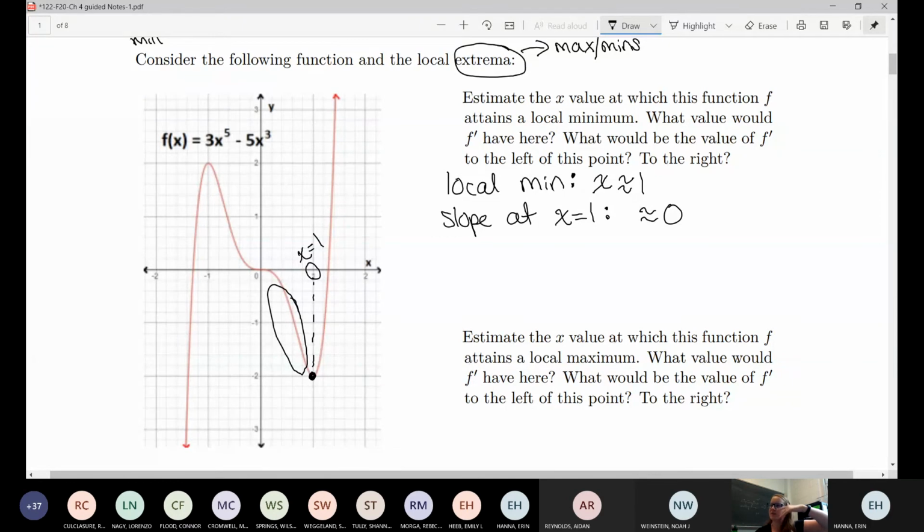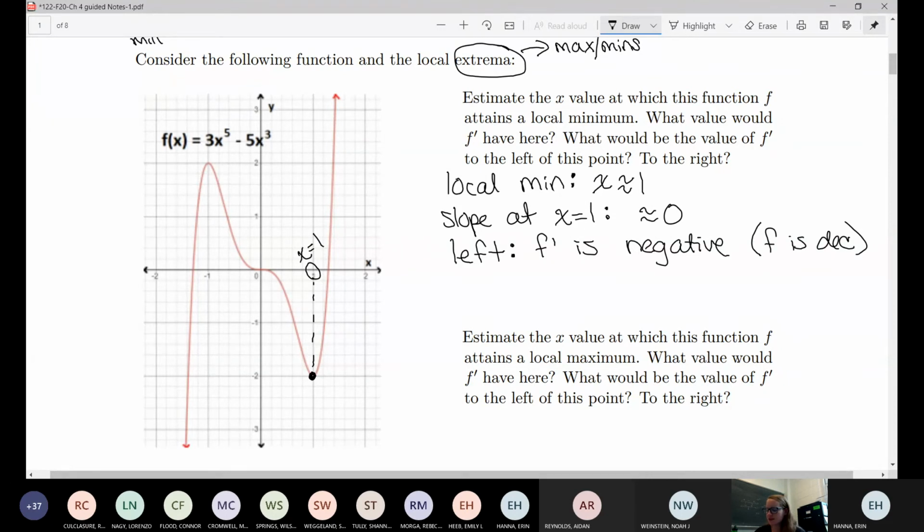Well, if we look at that piece there, that piece is decreasing. And if we go back to the chart that you have hopefully in front of you, if the original function is decreasing, the derivative is negative. So to the left, the derivative is negative. And maybe I'll even write f is decreasing to remind ourselves why I came to that conclusion.